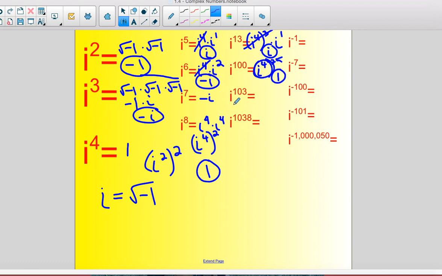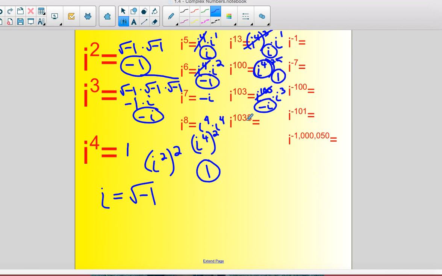Now, 103 does not divide evenly by 4, but 100 does, right? So I know i to the 100, and then I can multiply that by i to the third, right? Because 100 plus 3 is 103. And since I know that 100 divides evenly by 4, I know that the whole thing's just equal to 1. So the final answer is going to be i to the third, which is negative i. Right? Same thing.